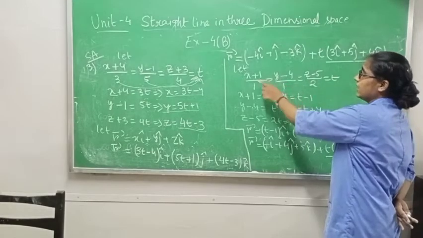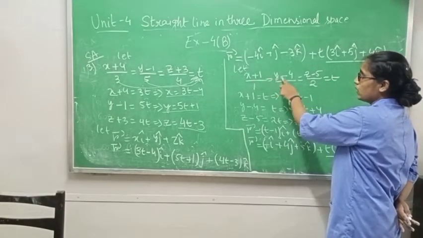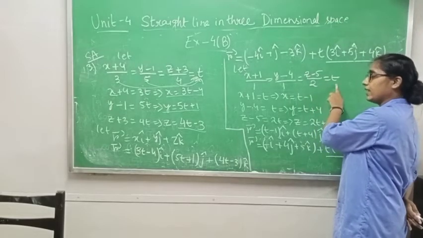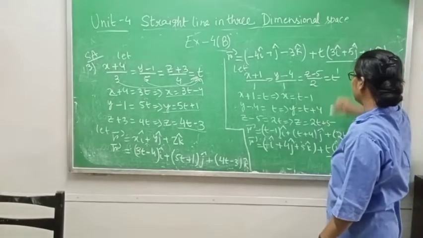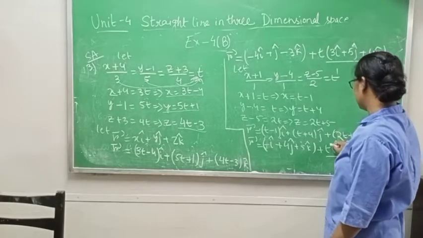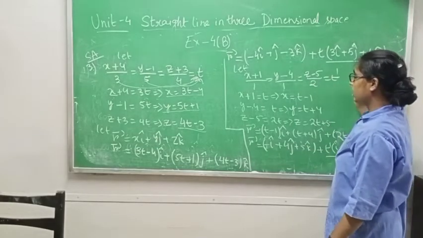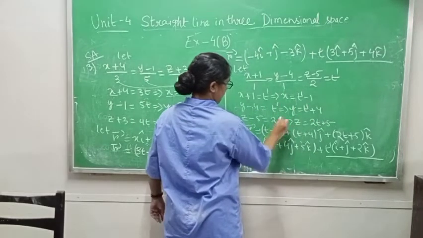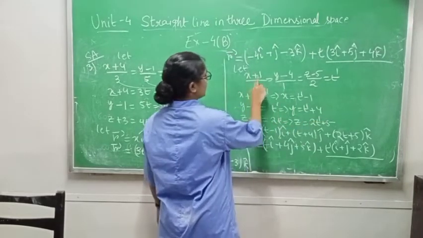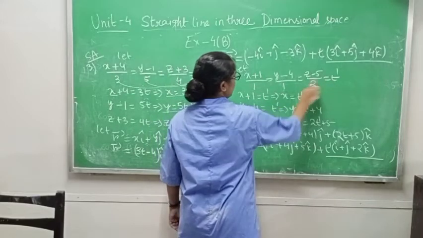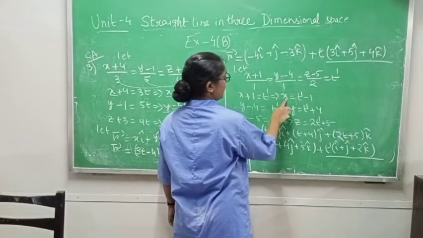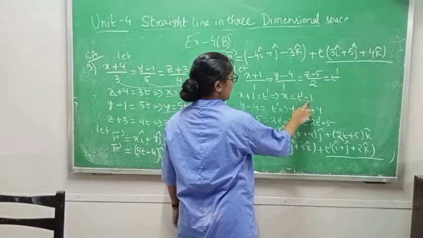Now the next line is (x + 1)/1 = (y − 4)/1 = (z − 5)/2. Again I will be taking t. You can take t dash also; it will be better if you take t dash. So take t dash. Now again the same thing, x + 1, the 1 will go with t dash. From here we will find the x value, which I am getting as t dash − 1.